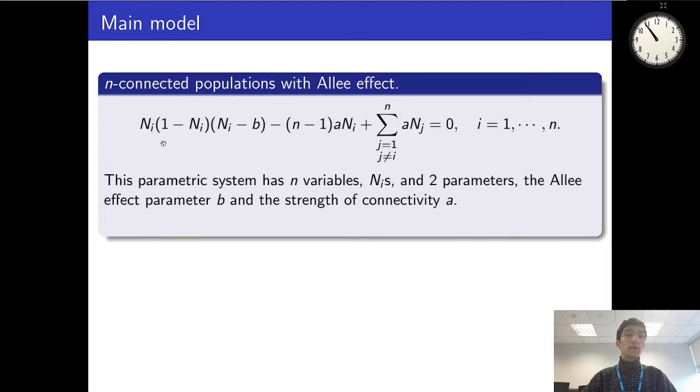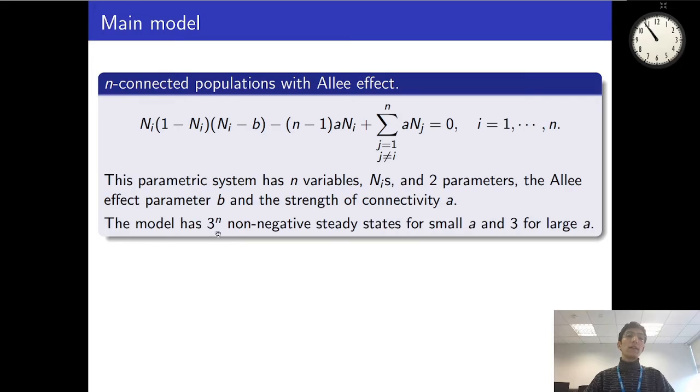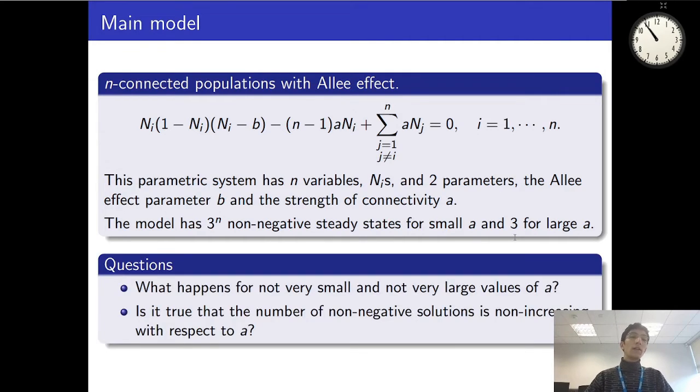So it was studied before, and it was shown that for small value of a, the system behaves like n independent populations. So you have 3 to power n steady states, and when a is large enough, all these patches together behave as one larger patch, and you have 3 steady states. But there are questions left. What about the intermediate values of a?